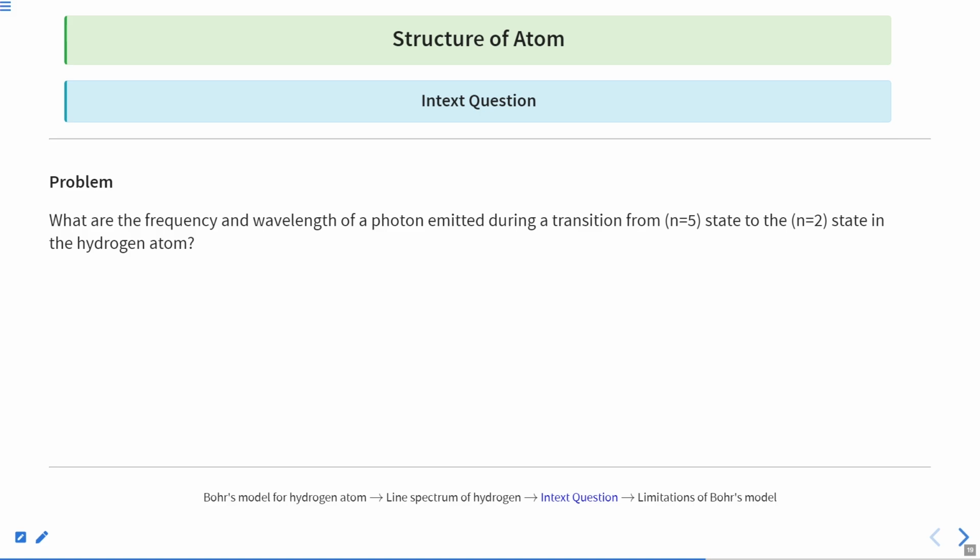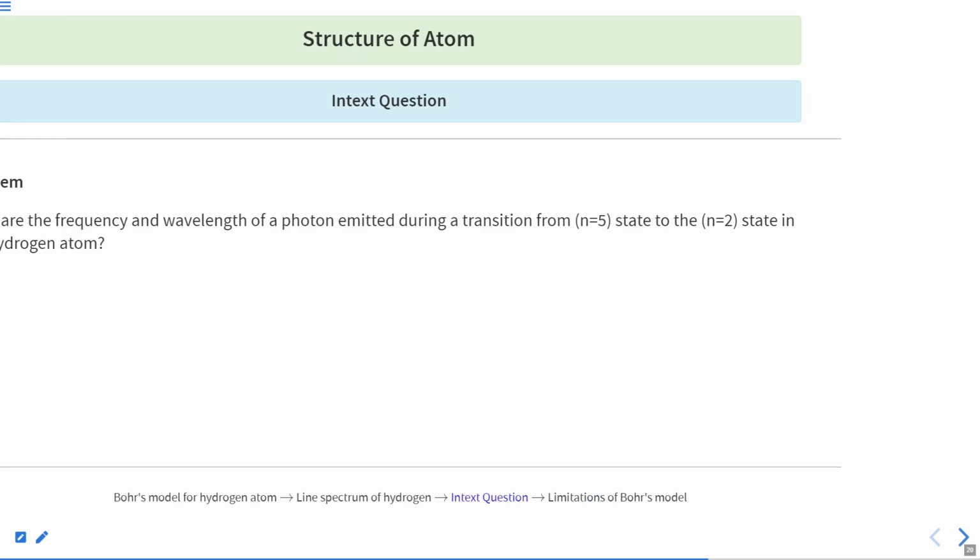If you put this here, 1 by n initial square is 1 by 5 square and n final square is 1 by 2 square. Since you are putting a greater number in the denominator, if you analyze it a little more, you will find that you get a negative value of frequency. So we will not do that. Here we are seeing an emission, because we are going from a higher energy to a lower energy. Therefore, you will subtract 1 by n final square minus 1 by n initial square to get a positive value of frequency.